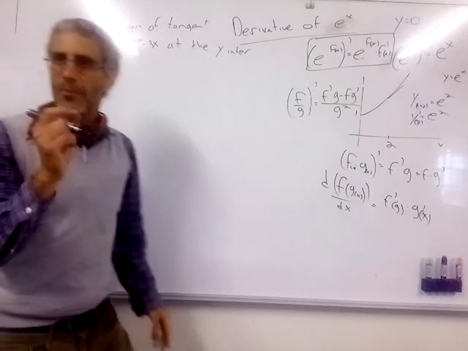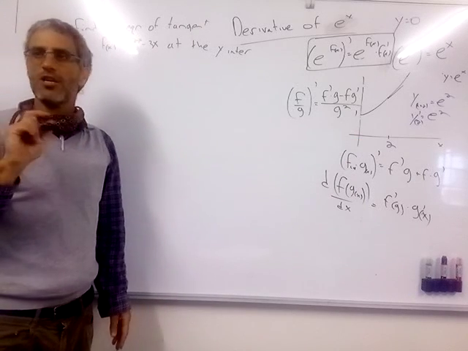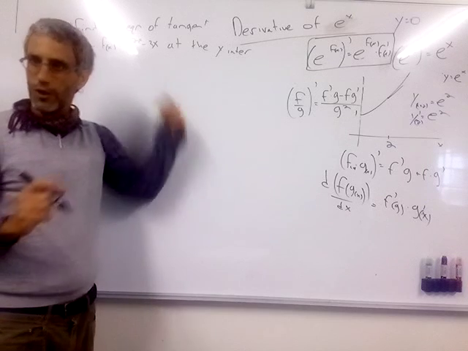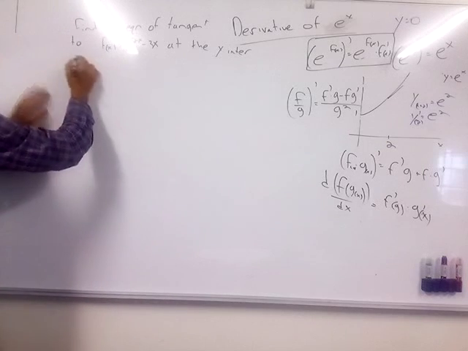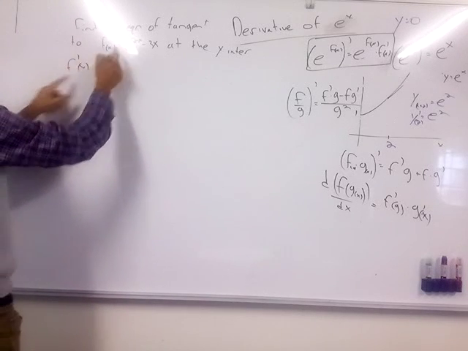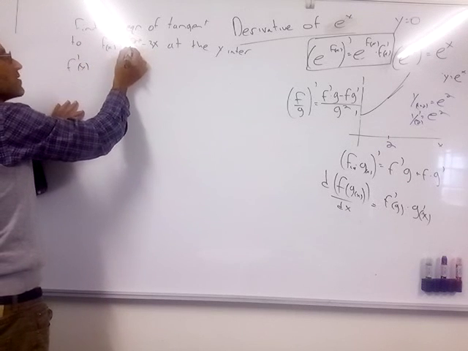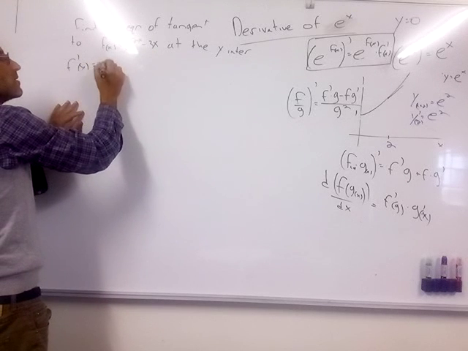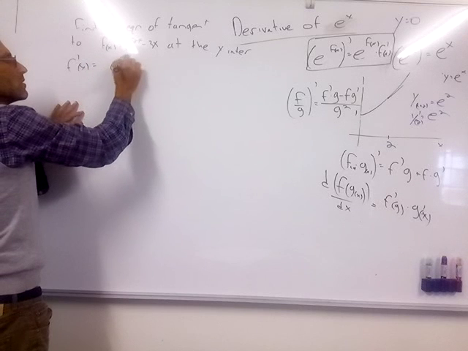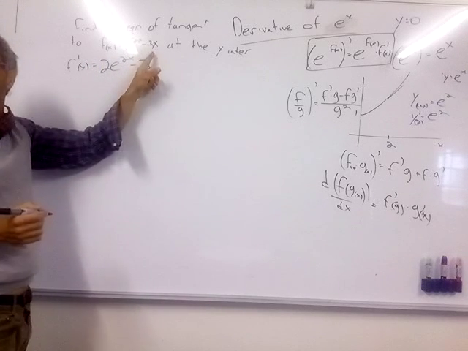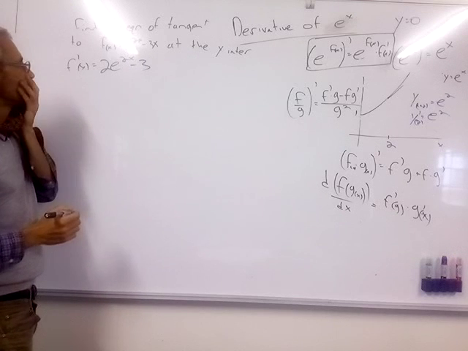So the first step when we find any tangent to any curve, what do we need to do? Find the gradient for the curve. So in other words, we just need to find the derivative of f with respect to x. What will be the derivative of e to the power of 2x? Correct. Minus 3. That is the derivative of that. Okay, so that's the derivative.